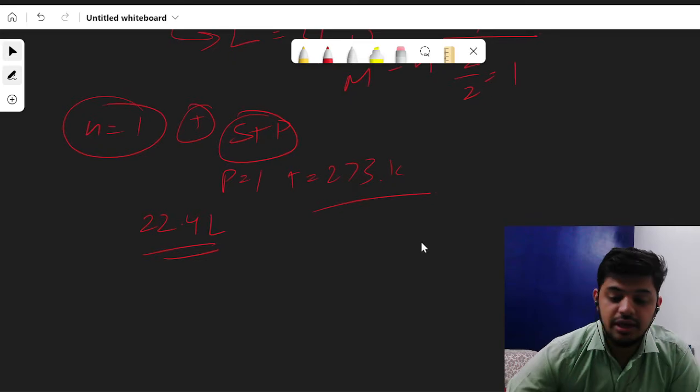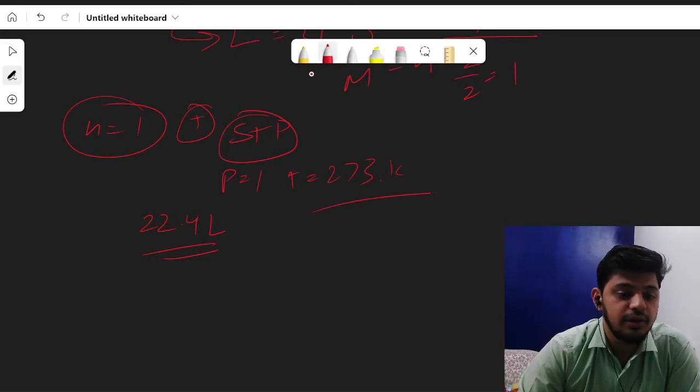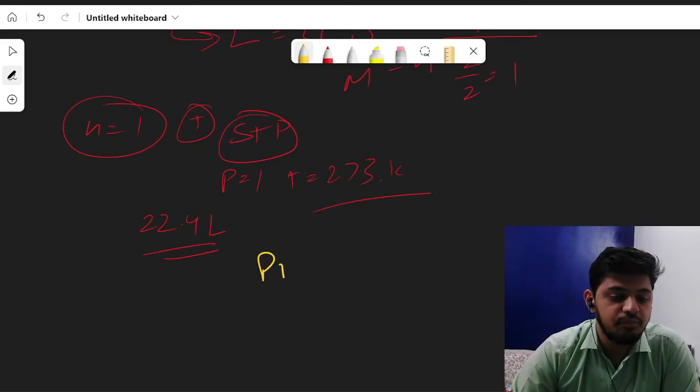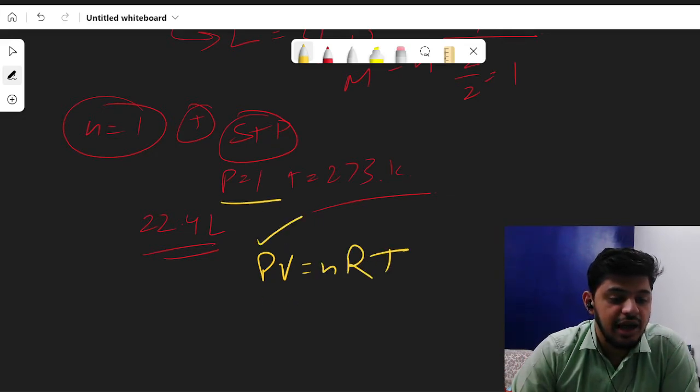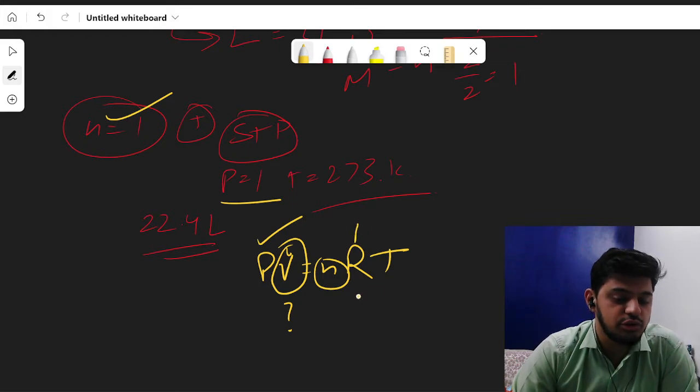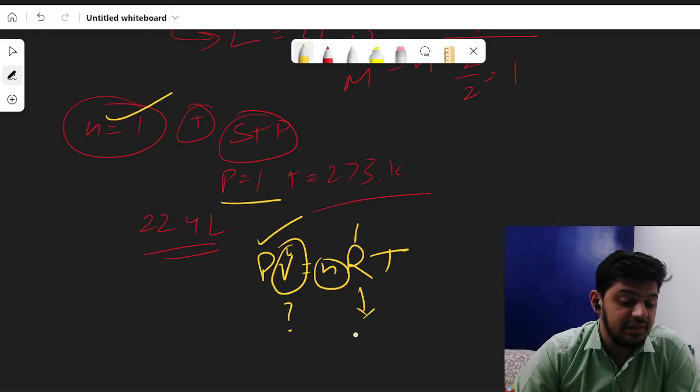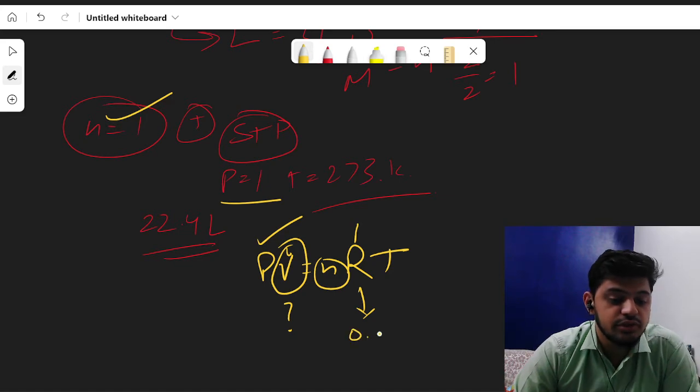Steps how I got this value. I use the formula PV equals nRT. I know the pressure, it is 1. I don't know the volume. Number of moles I know. For R, yesterday I told you, for every R in this type of equation you will use 0.082.